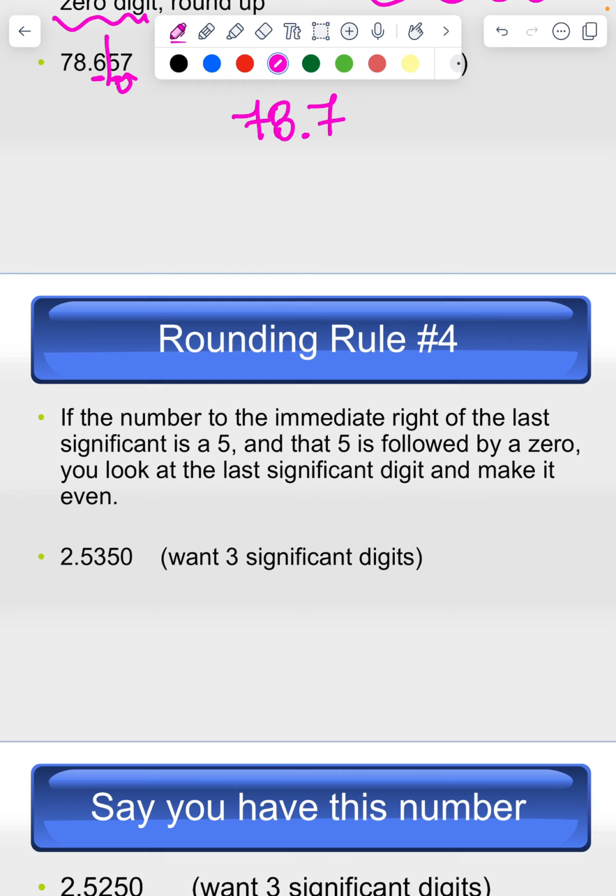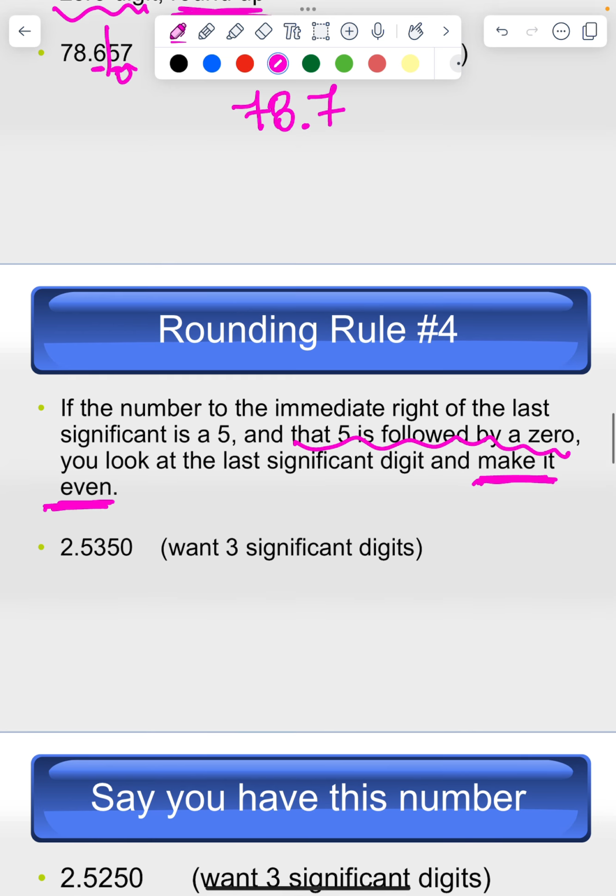Okay, now this one, still dealing with 5. If that 5 that's behind that last sig fig is followed by a 0, then you make it even. Okay, so let's try this one. So we have 2.5350, and I want 3 sig figs. So I cut it off after that 3. Okay, I look behind it. There's a 5. Ding, ding, I have to look at that next number. Okay, that next number is a 0, so I have to make it even.